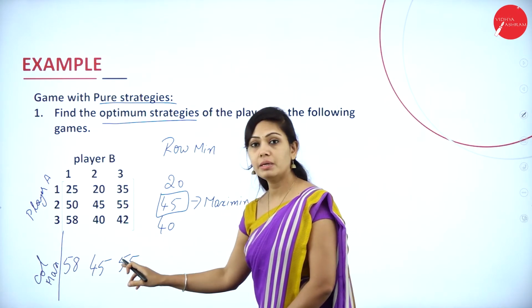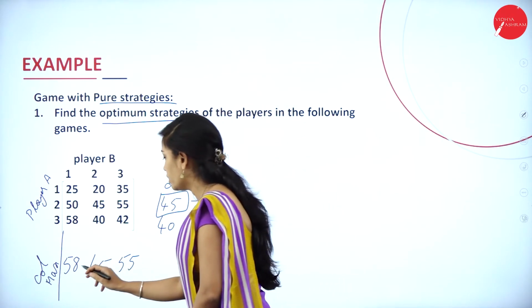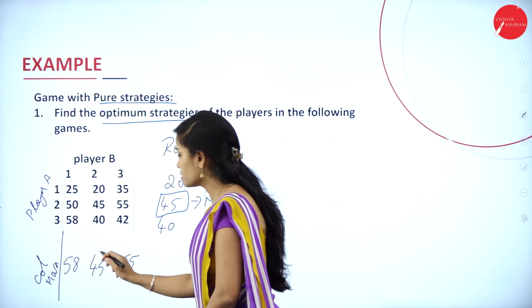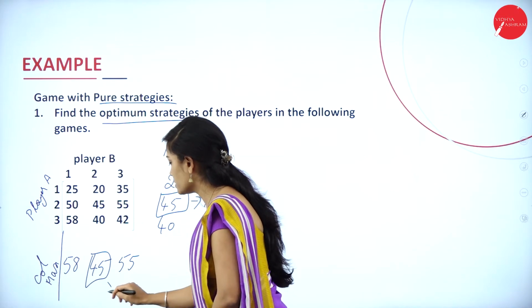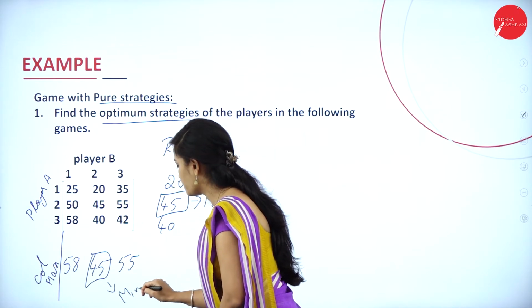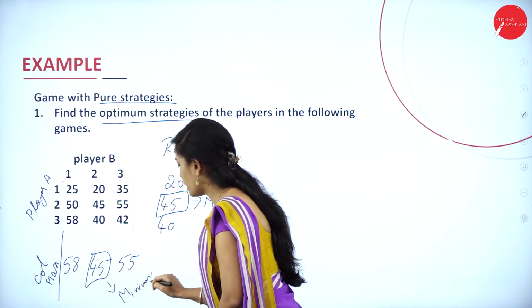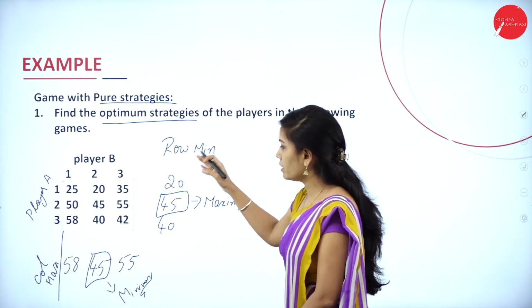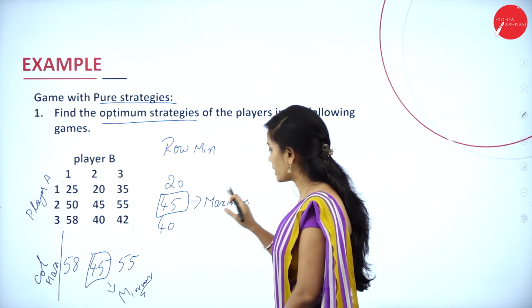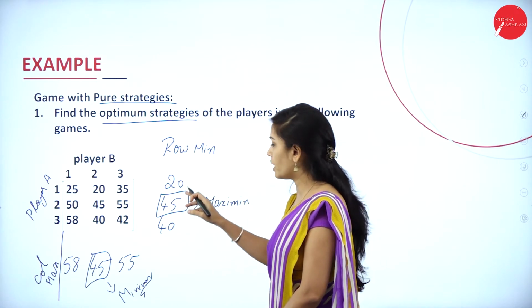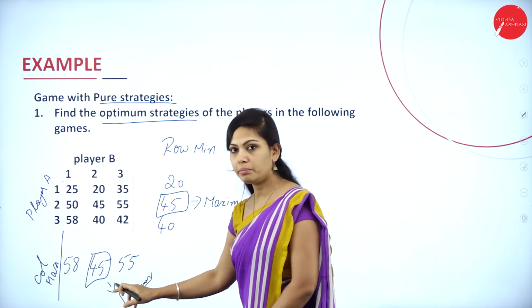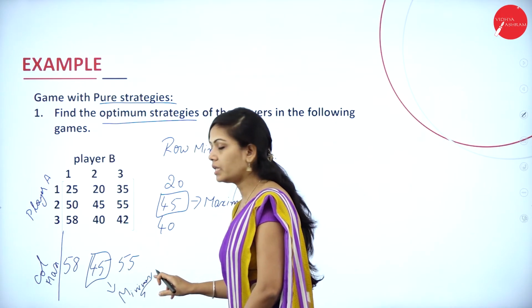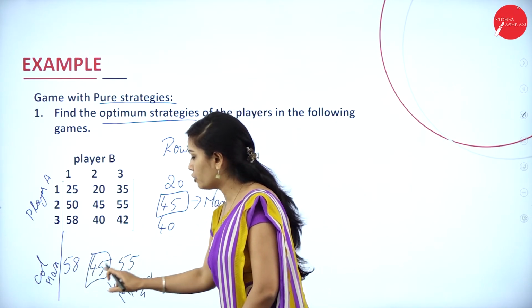Here we have to find the minimax value. Out of this, the minimum value is 45. This is minimax. We are minimizing the loss and we are maximizing the profit. So in row minima, you can find the maximin value, and the maximum value is 45. And in column maxima, you can find the minimax value, and the minimum value is 45.